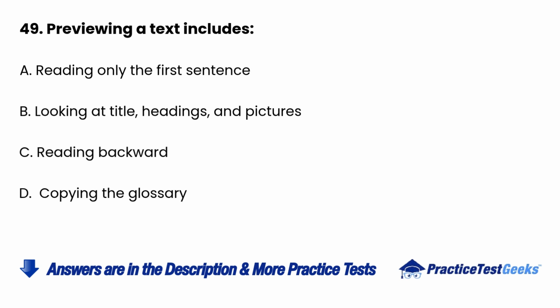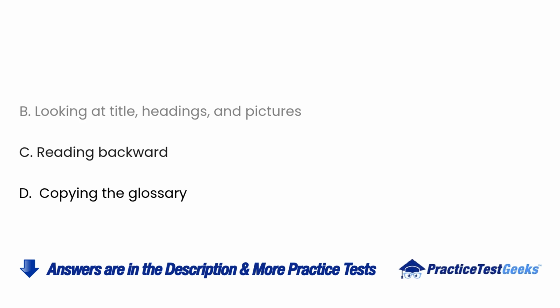49. Previewing a text includes: A. Reading only the first sentence. B. Looking at title, headings, and pictures. C. Reading backward. D. Copying the glossary.